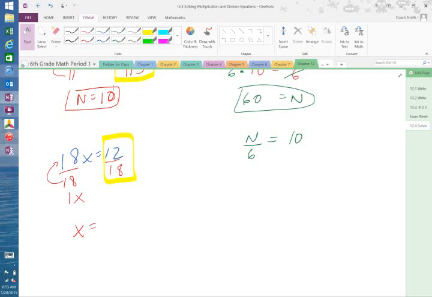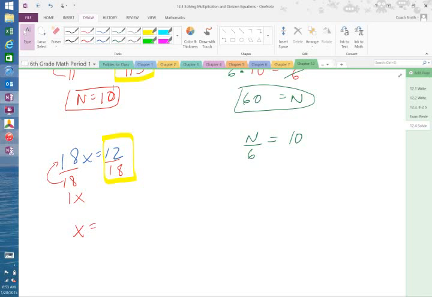Don't make me go back into my notes. Jonah? No, that would be one that could be simplified or reduced. Noah? Right, the numerator is smaller than the denominator. Is the numerator smaller than the denominator here? Yes. So that's already a proper fraction.